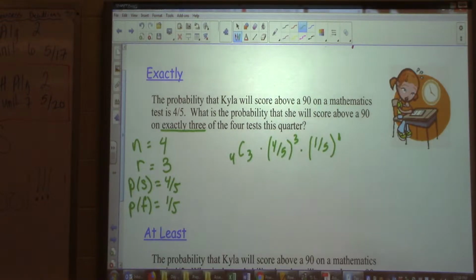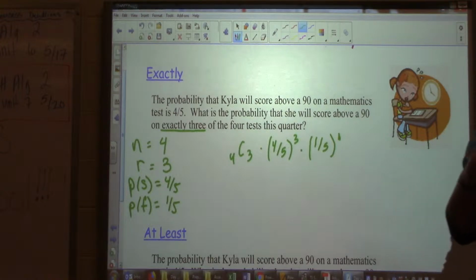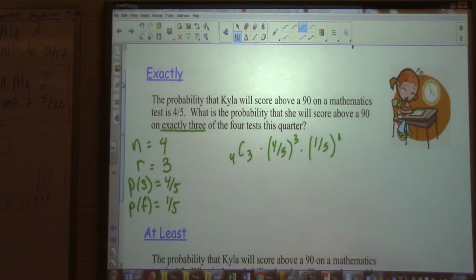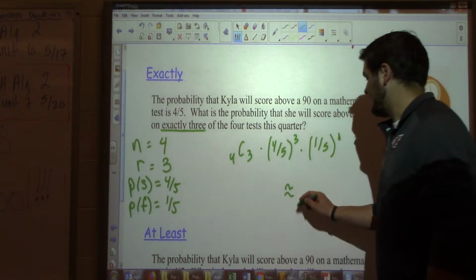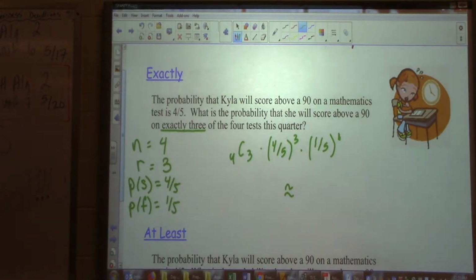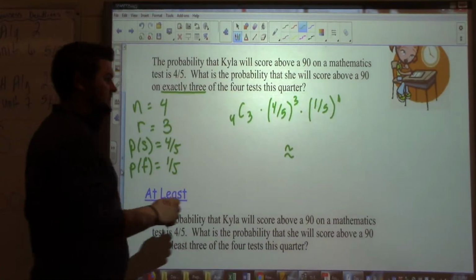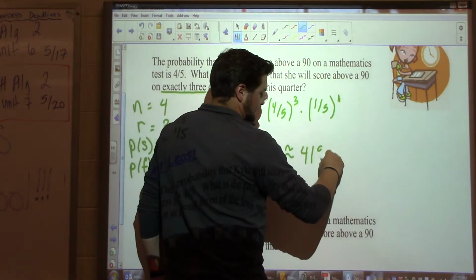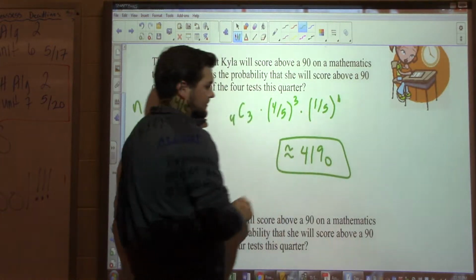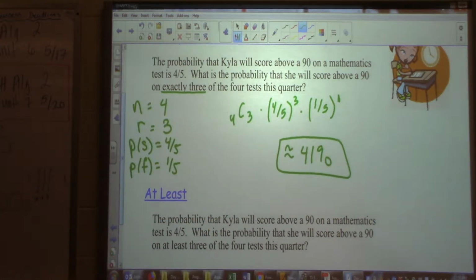And I'm just going to punch it into my calculator. Do I need to do that on my board, or do you guys have that figured out by now? No, you guys can do it in your calculators? Okay. What do we get? Approximately what? 41%. There's a 41% chance. Okay? So that's what we did all yesterday.